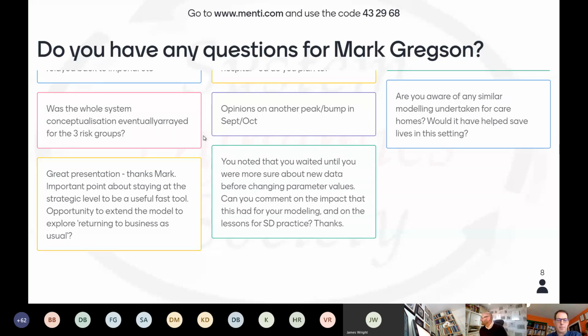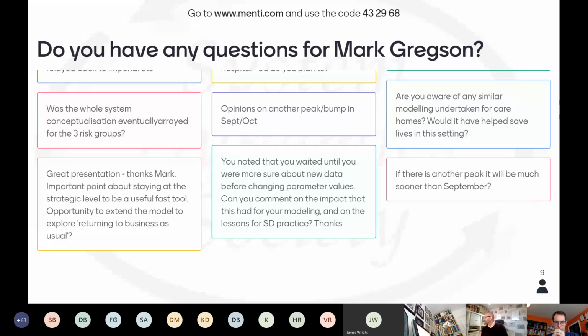Opinions on another peak bump in September and October? I'll get my crystal ball out, or my model. I'd like to think we're not gonna have another peak, another bump. I think that irrespective of loosening the lockdown, people know how to socially distance, and they need to continue to, and I think that will continue. Those scenarios are based on worst case, really, and we needed to produce them because hospitals need to plan for the worst case, because if they don't, they could get a little bit unstuck.